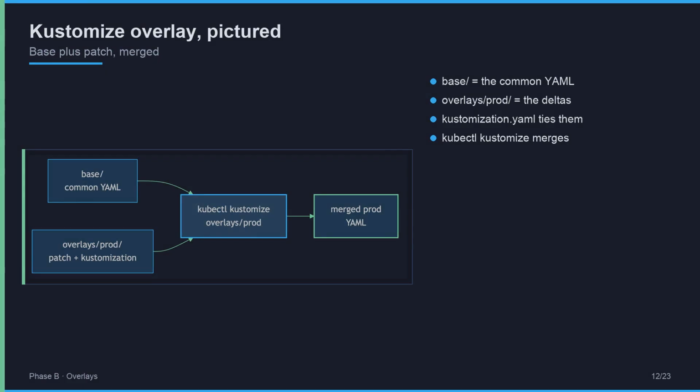See it flow. The base folder goes in, the prod overlay, its patch and its kustomization file, goes in, and kubectl kustomize merges them into one set of prod manifests.